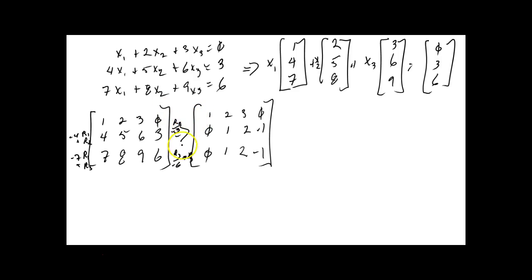Next rule we'll do here is minus row 2 plus row 3. Okay? What would that give us? First row we're not using, 1, 2, 3, 0. Second row we're using but not changing, 0, 1, 2, negative 1. Third row we're changing by that rule, minus row 2 plus row 3. What would that give us? 0, 0, 0, 0. Okay, what does that tell us?